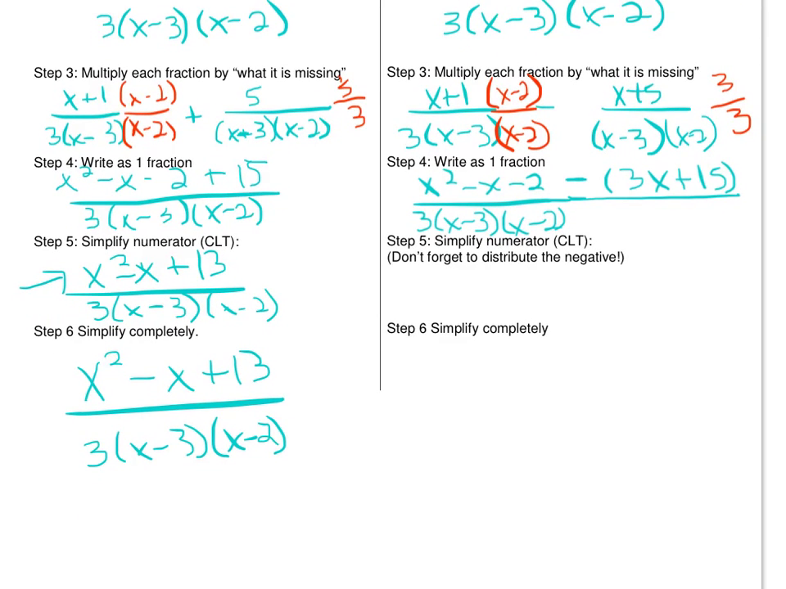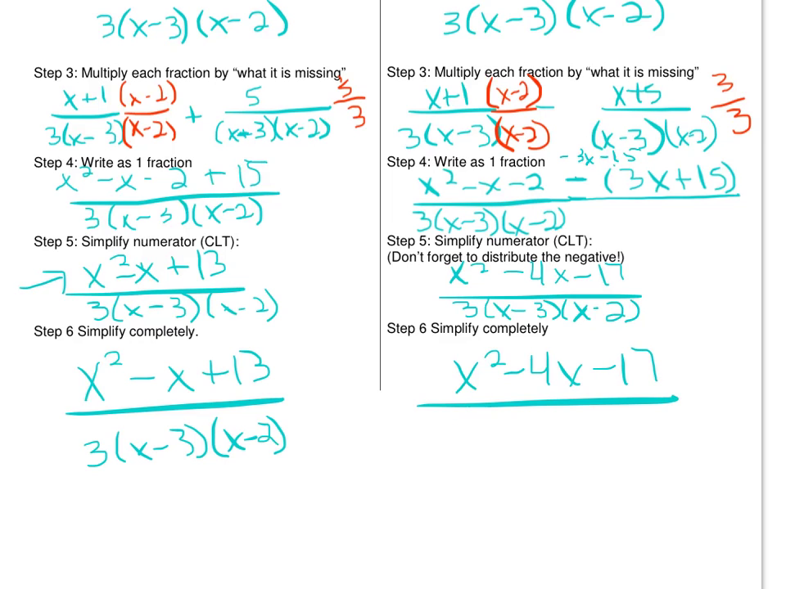So now I need to simplify the numerator. So I have to distribute this negative to everything inside. So this is really negative 3x minus 15, because I have to distribute it to both terms inside. So x squared minus 4x minus 17 over 3x minus 3, x minus 2. Once again, see if there's any way to factor the numerator. There's not, because there's no factors of 17 that make negative 4. So x squared minus 4x minus 17 over 3x minus 3, x minus 2.